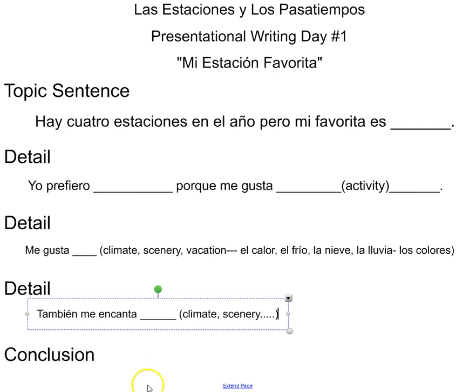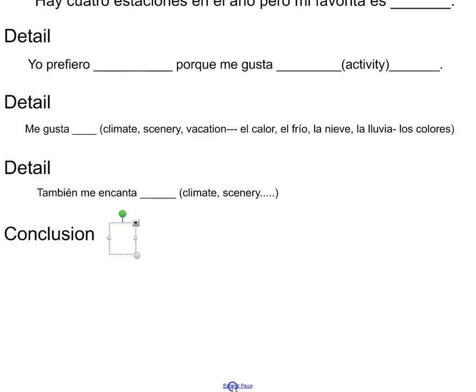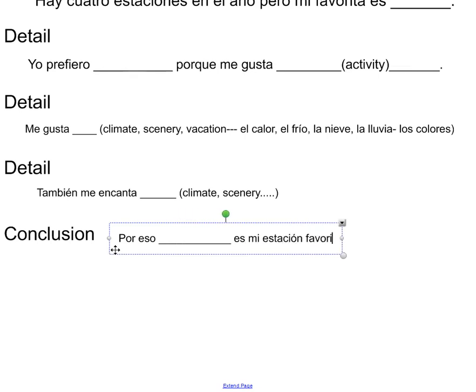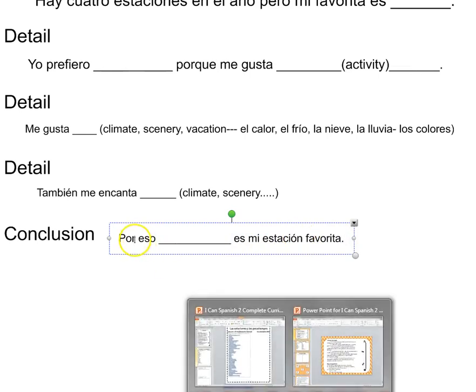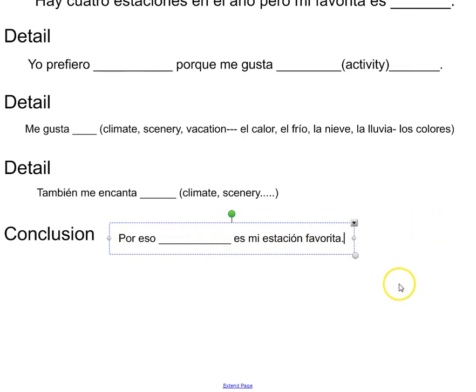Okay? Finally, I'm going to help you write the conclusion sentence here. And I'm going to start off with this little phrase, por eso. Por eso means that's why. And then you're going to put your season here. For example, el verano, el invierno, whatever the season is. And then you're going to write, es mi estación favorita. That's why whatever the season is is my favorite season. Bueno, so that's why the summer is my favorite season, whatever it might be.